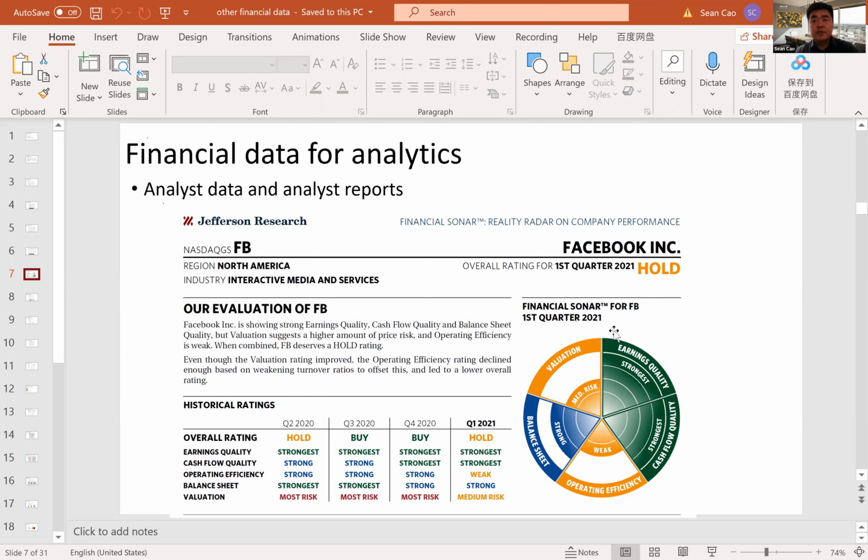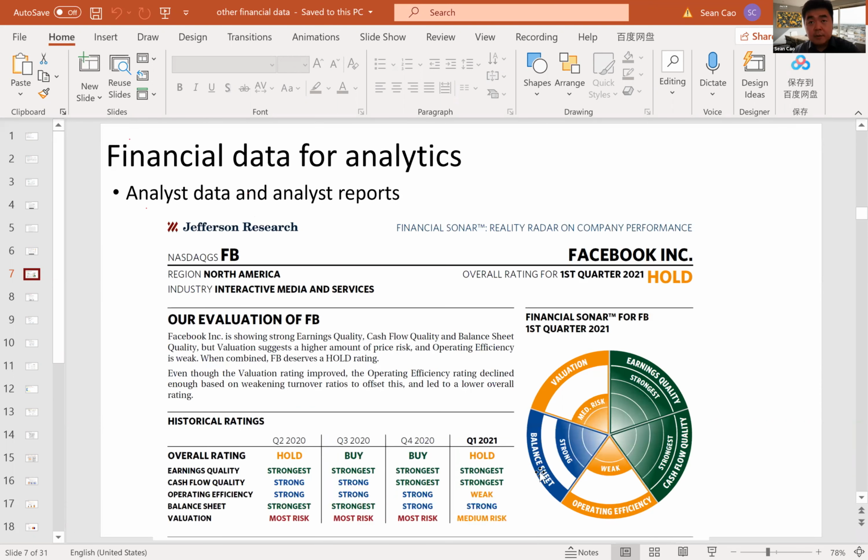The important stuff is here. What is this pie about? This is Jefferies research's justification for why it should be a hold. You can see the screen. Let me make my screen larger. So you can see what they talk about. They talk about the balance sheet. They say the balance sheet is strong. They talk about earnings quality, which is strong. They talk about cash flow quality, which is strong. Operational efficiency is weak. Valuation is weak.